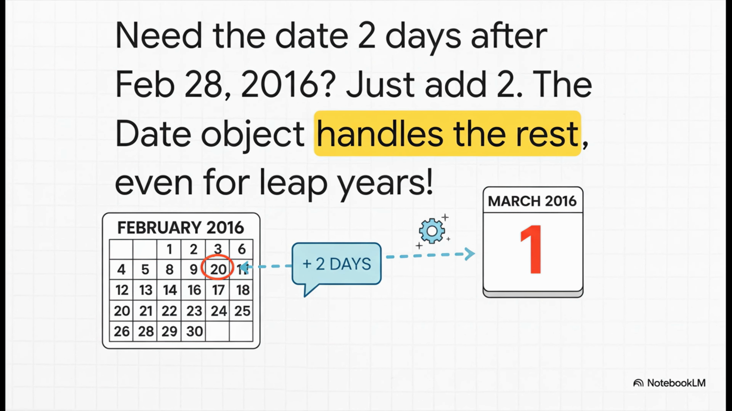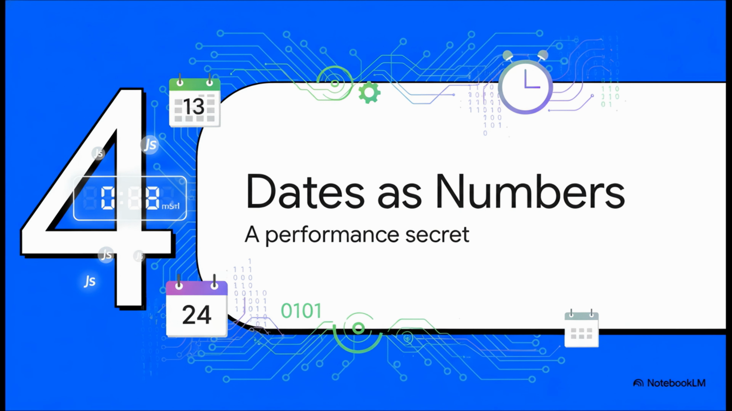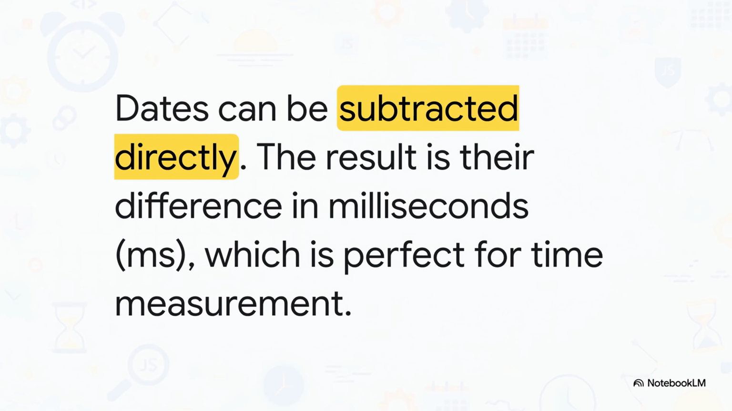It just works. So now let's peek under the hood a little bit. We're going to see how the fact that dates are just numbers can be a secret weapon when you need to squeeze out some extra performance. So here's a really cool side effect of dates being built on those timestamps we talked about. You can do math with them directly. If you just subtract one date object from another, what you get back is the difference between them in milliseconds. This is absolutely perfect for timing things, like seeing how long a function takes to run.